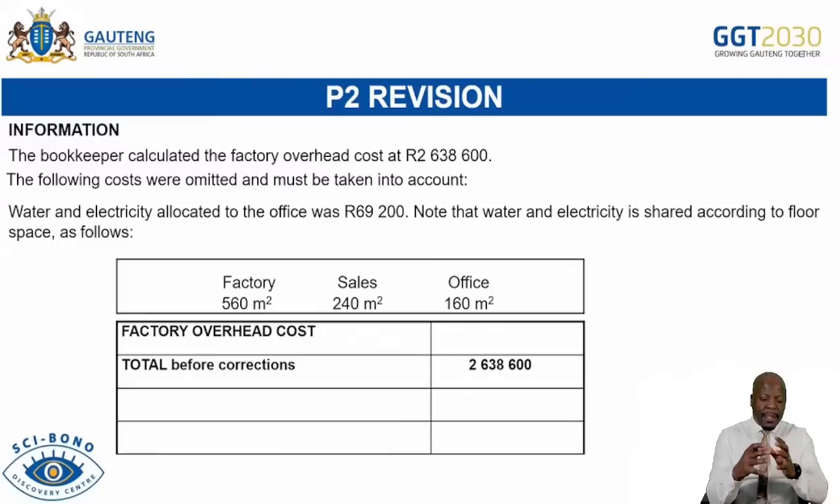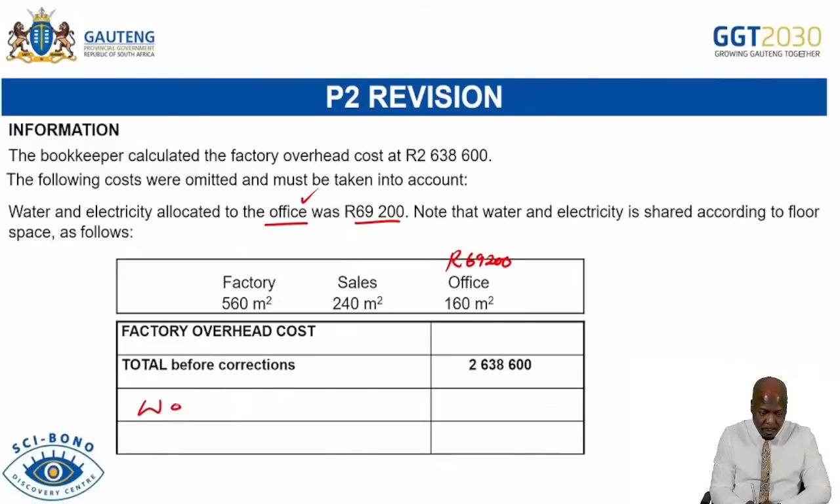All right. Here is another common type of adjustment that the examiner can bring. It says water and electricity allocated was 69.2. Okay, and remember, it was allocated to the office. Water and electricity allocated to the office. That means when I come here, it is 69.2. What do I want? I want water and electricity for the factory. Water and electricity for the factory.